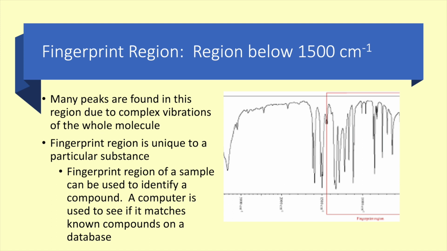But if they don't match, then it's potentially an isomer of that. It could still be the same functional group, but maybe a positional isomer of that compound, because the complex vibrations are going to be different in those different isomers.